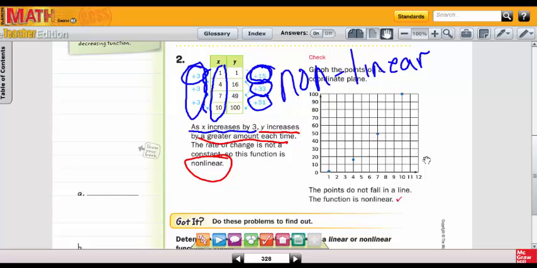Put it in a graphing calculator, and the graphing calculator would graph this for you, and this is what the graph would look like. And you would see that you have a nice curve here. It is clearly not a line, and therefore it is nonlinear. Please press pause and do letters A and B.